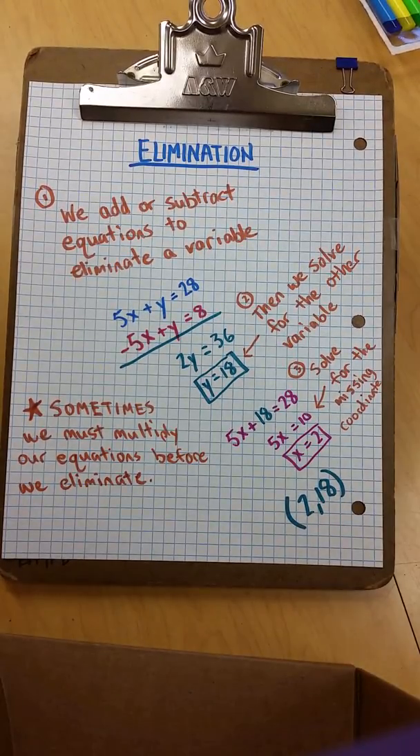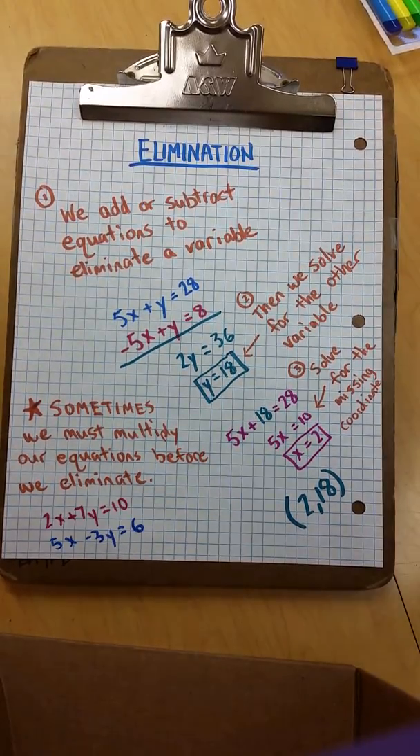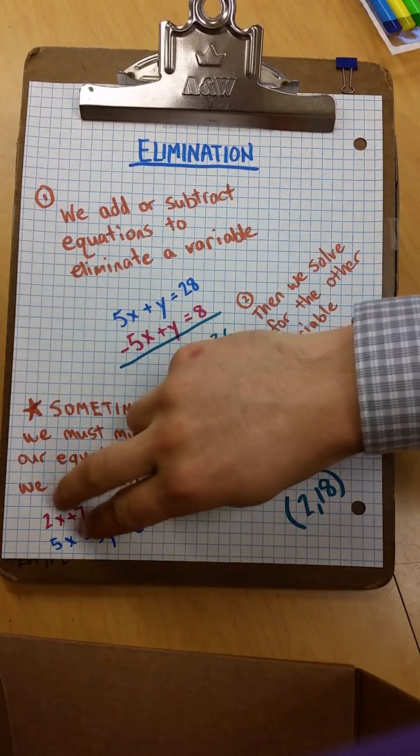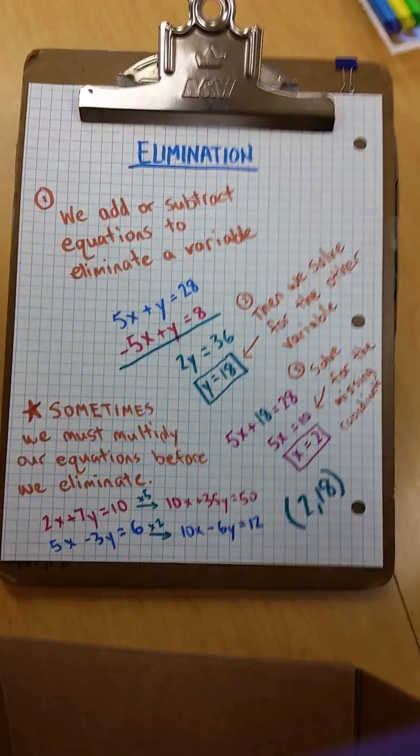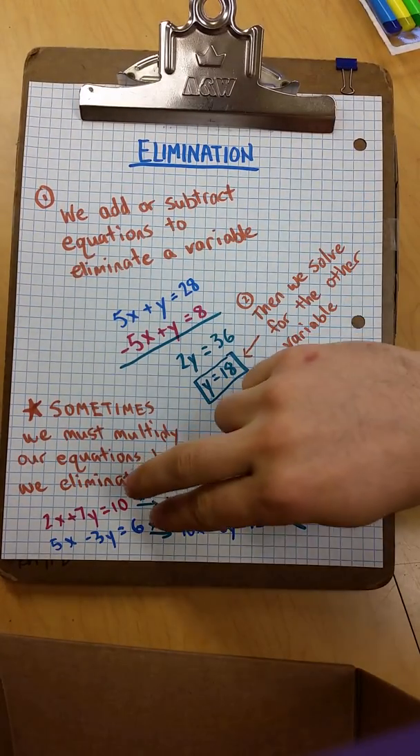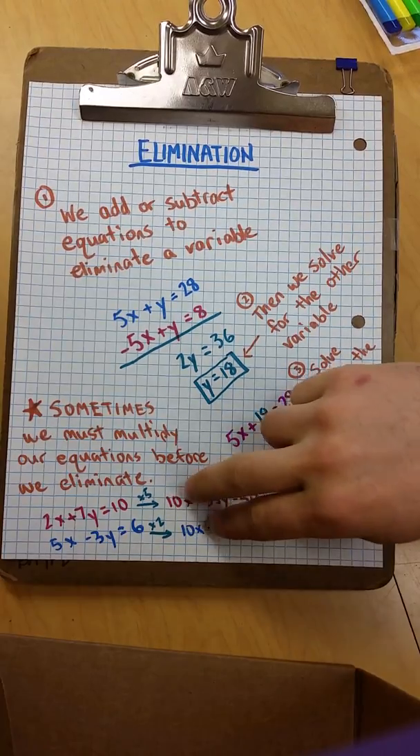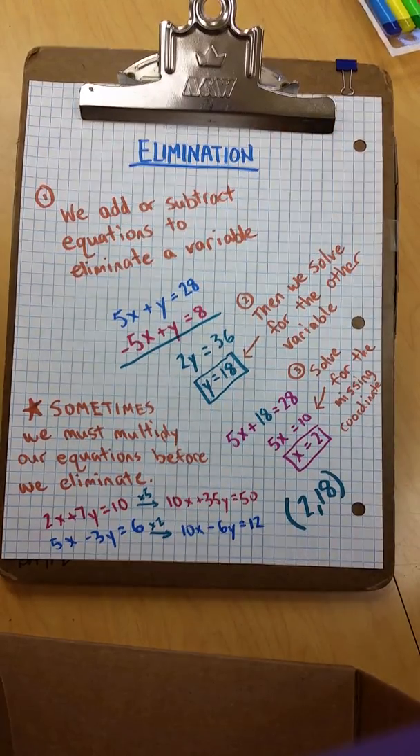Sometimes we must multiply our equations before we eliminate. For instance, there's no variable that will eliminate here, so we must multiply them so that they have a shared coefficient. After multiplying the equations, we can eliminate since they have a shared coefficient.